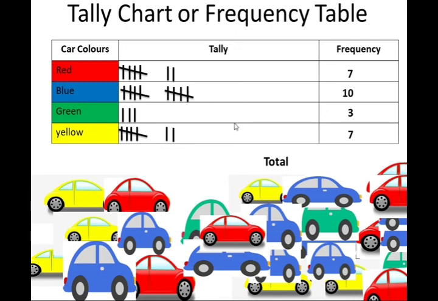You could also ask a question like, what is the total amount of cars that she counted in the time that she was in the parking lot? And what do you think your answer would be? You can quickly add the number of red cars, blue, green, and yellow cars. So you add 7 plus 10, which is 17. 17 plus 3 is 20. And 20 plus 7 will give you 27. She has counted 27 cars in the time that she was in the parking lot.